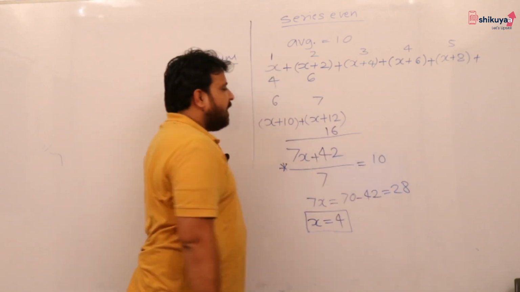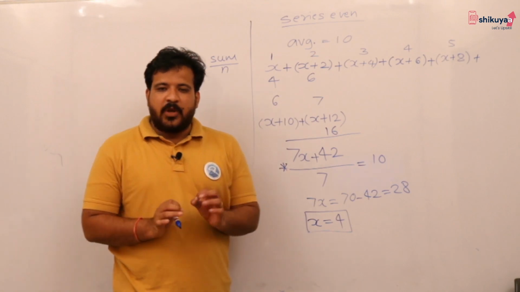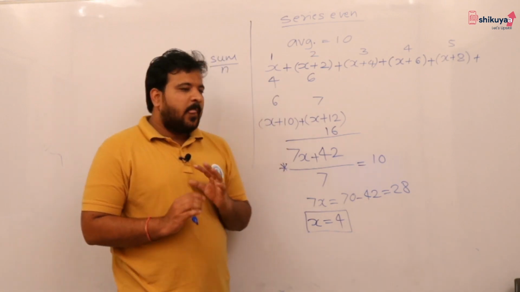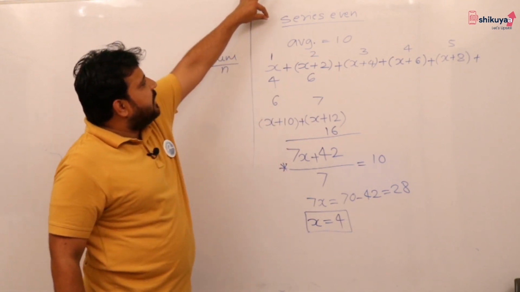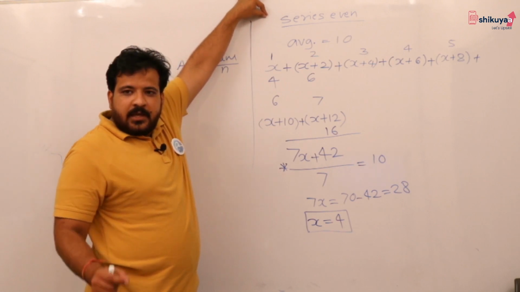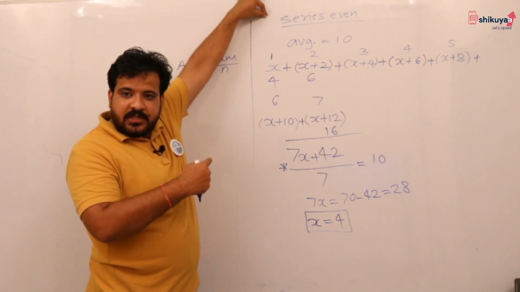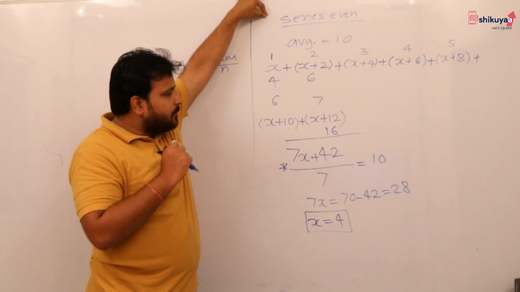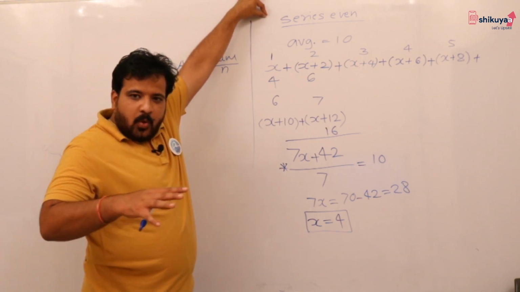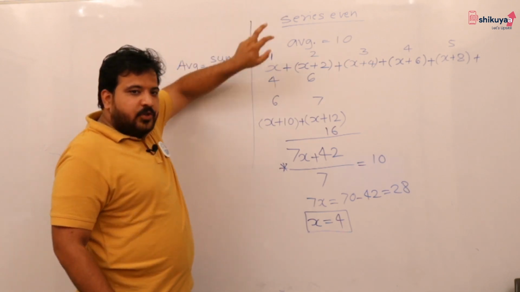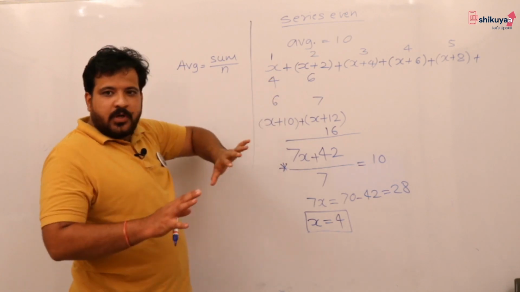I hope everybody has understood this problem till this point. Let me just reiterate again. What is given to us? We have a series of even numbers with 7 elements in the series, or 7 numbers in this series. As we really don't know the initial value, I have assumed it as x, as a common student is going to do.